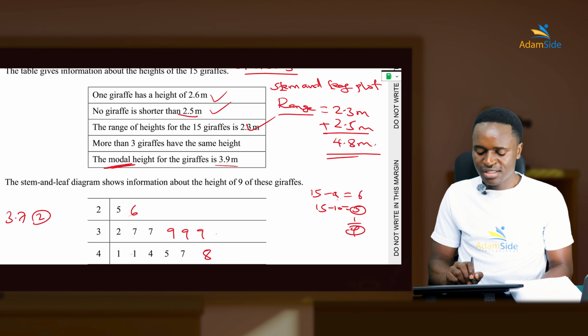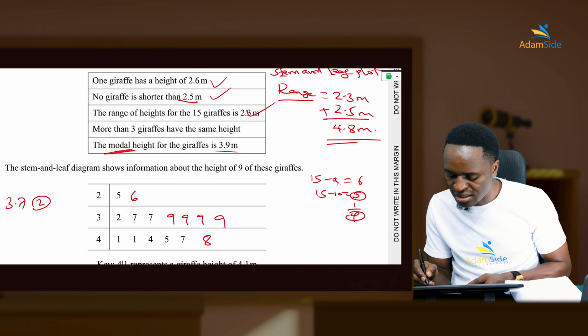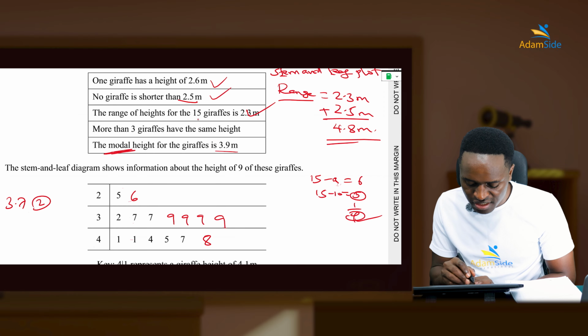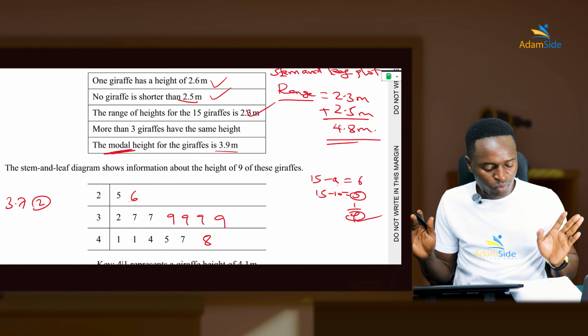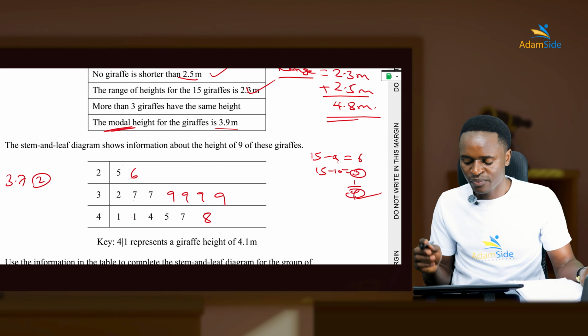Correct. And you answer like that. There will be four 9s, the remaining 4. Then the frequency will be 15. If we count: 1, 2, 3, 4, 5, 6, 7, 8, 9, 10, 11, 12, 13, 14, 15. Correct. We have filled it and you get your 3 marks. This is how you fill your stem and leaf plot.